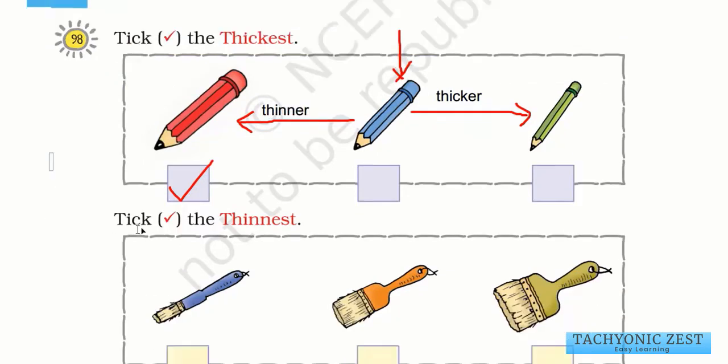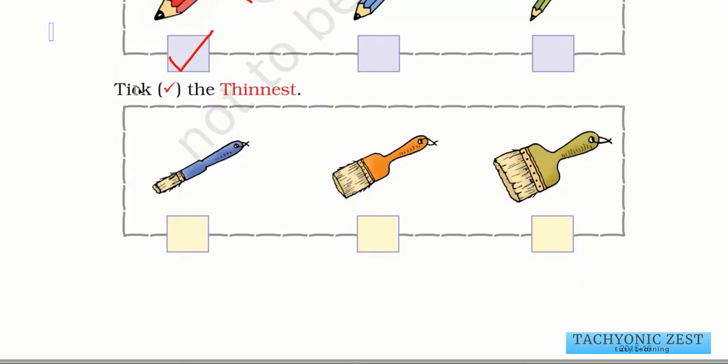Okay, now tick the thinnest. Out of these three objects that are given, we have to tick the thinnest object. These are paint brushes and we have to tick the thinnest. Can you tell me which is the answer? Yeah, correct, this one is the answer. So we'll tick the thinnest. This one is the thinnest paintbrush among all these three paintbrushes.